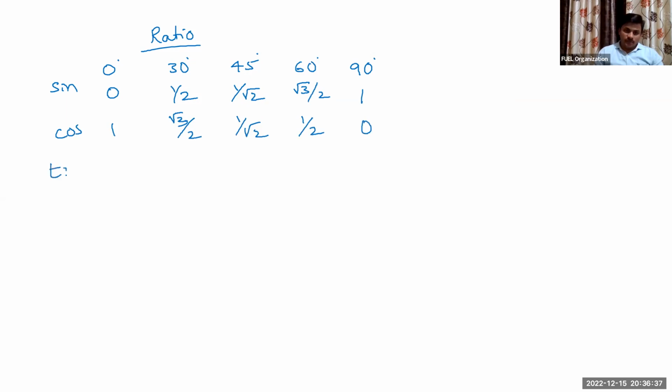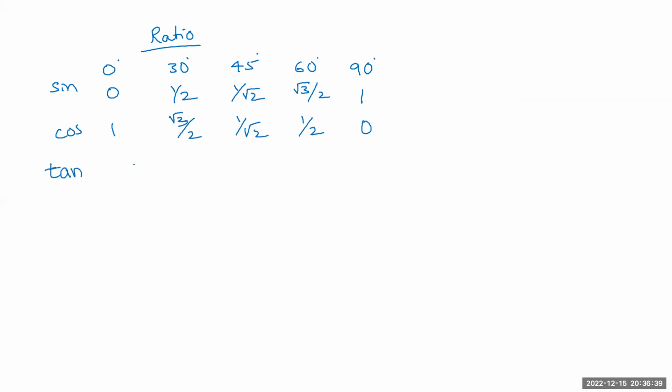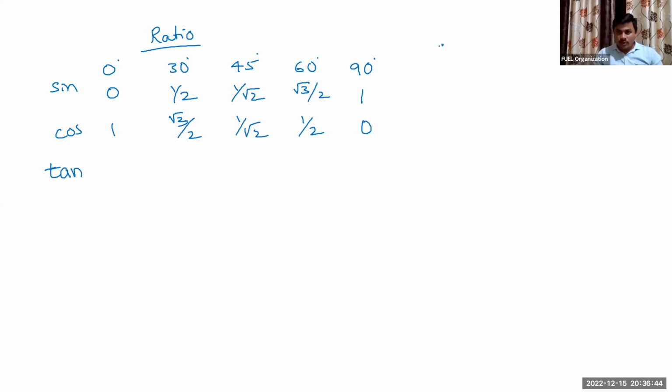Here comes the tan. So how do you calculate tan? Sine by cos. Very good. So this is an important formula also. If you divide sine theta by cos theta, you will get tan theta. Remember this. Okay, we will use it. And not only this, if you divide cos theta by sine theta, what will we get?